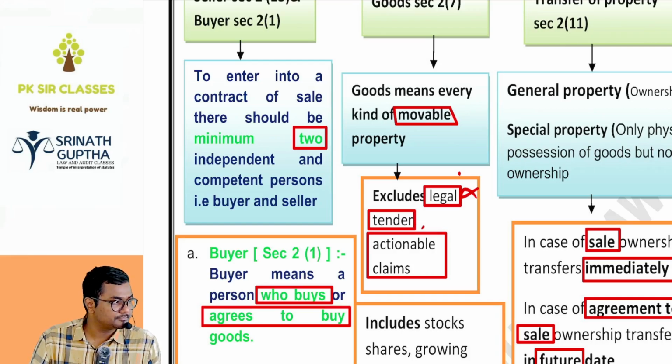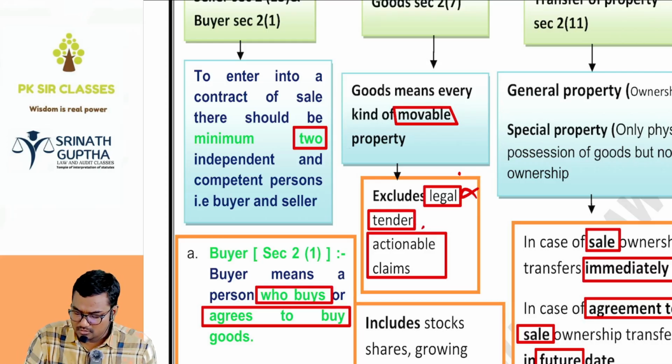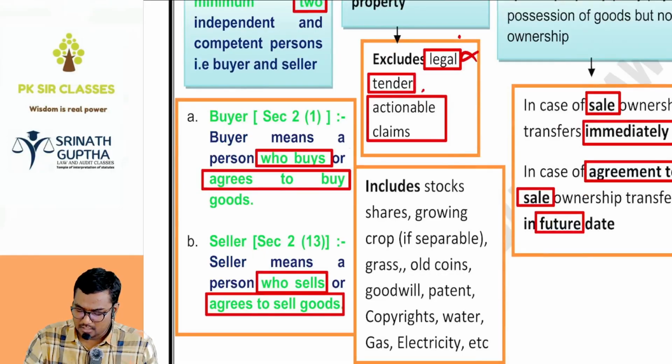Actionable claim is a claim which is enforceable through court of law. Example, promissory note. So goods means every kind of movable property other than actionable claims and legal tender. Goods include shares, stock, patents, copyrights, goodwill, water, gas, electricity, standing trees, and growing crops also.